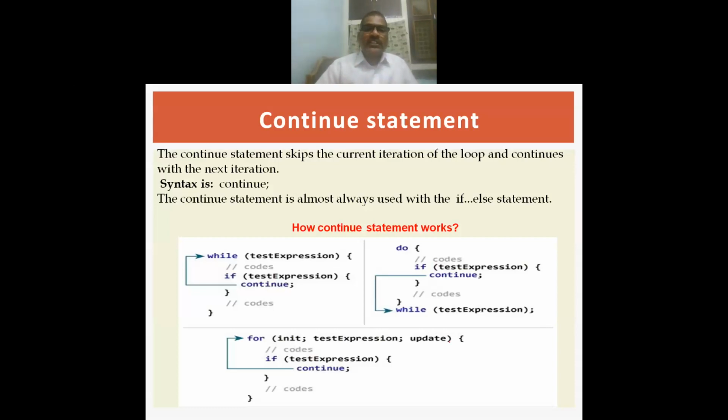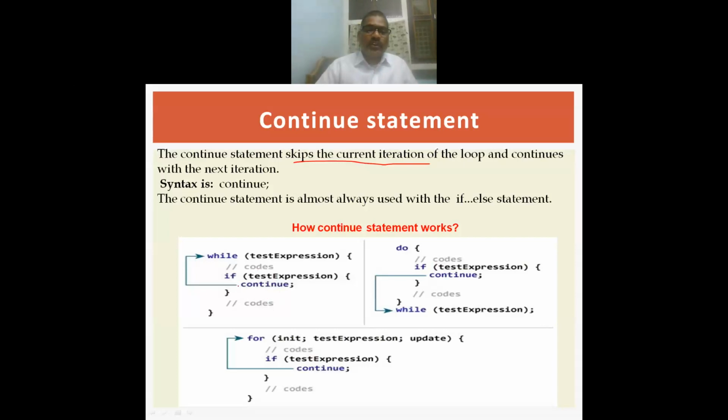Next, the continue statement is used to skip the current iteration of the loop. If you want to skip certain code within the loop body in a particular iteration, we can make use of this continue statement.